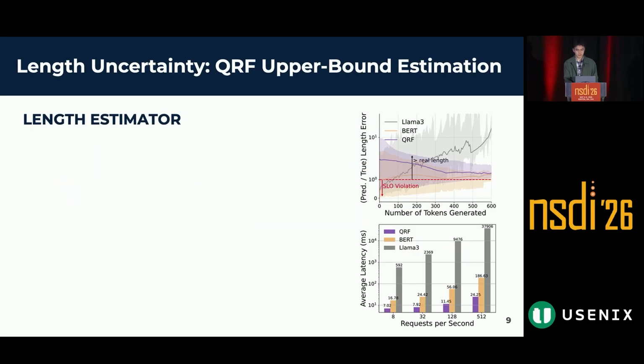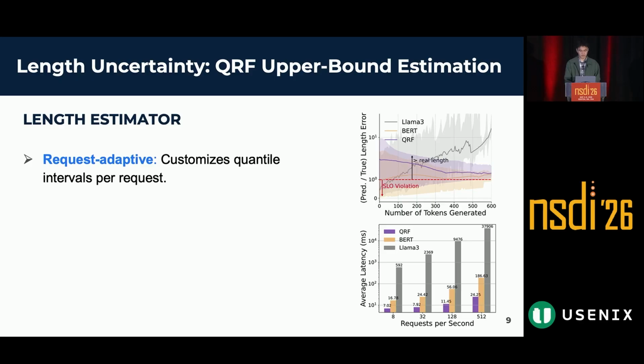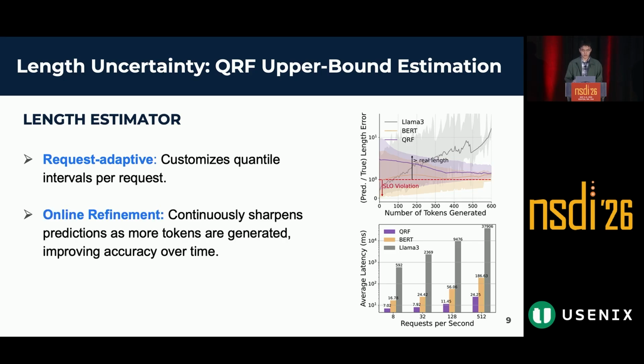For length uncertainties, we use quantile regression forest, or QRF for short, with 2 design choices. First, it's request adaptive. The quantile interval is customized per request rather than using a number of fixed buckets for everything. And second, QRF supports online refinement. As more tokens are generated, we feed them back to continuously sharpen the predictions, so accuracy improves over time instead of staying frozen at the initial guess.